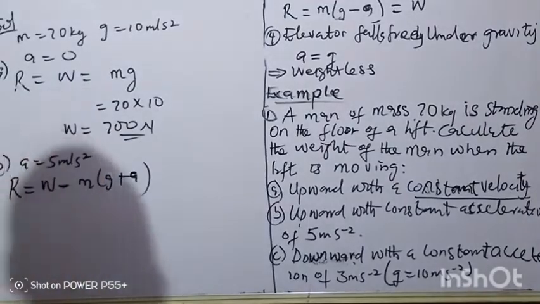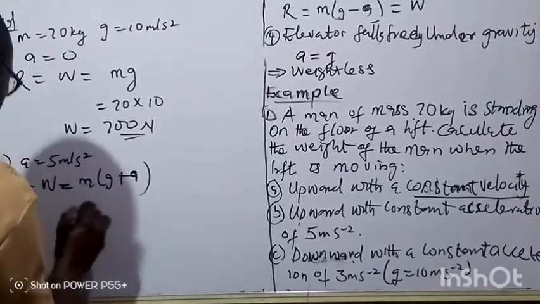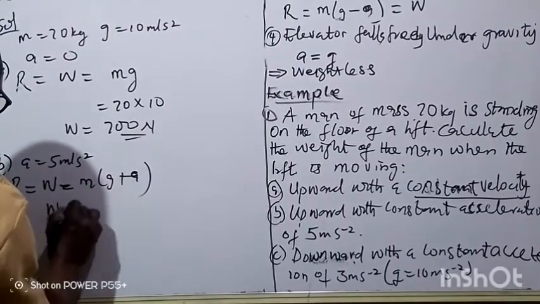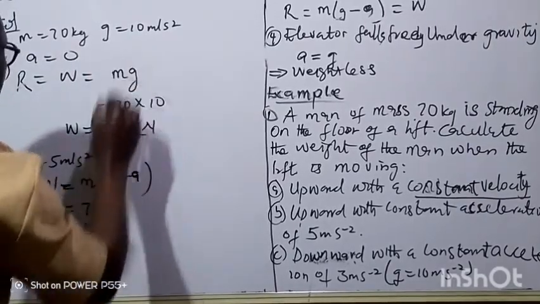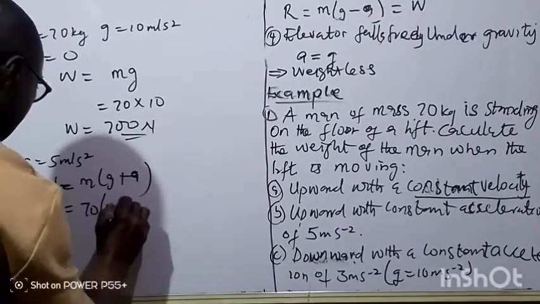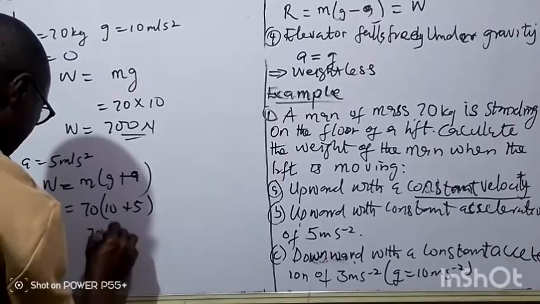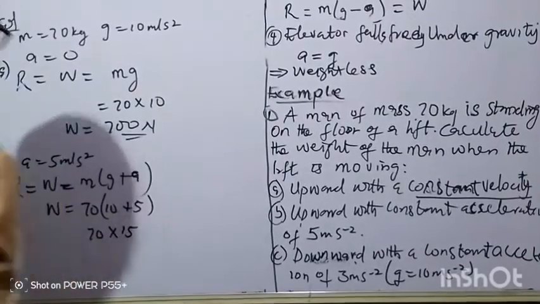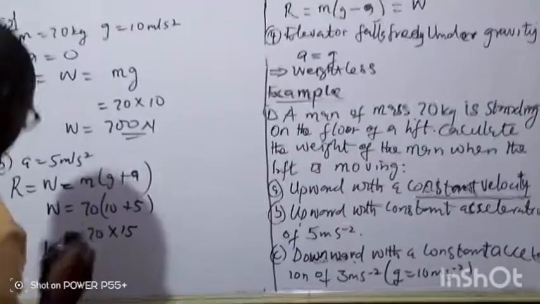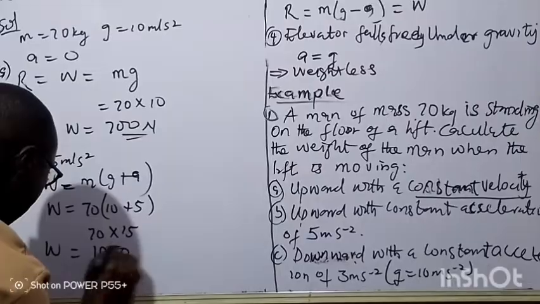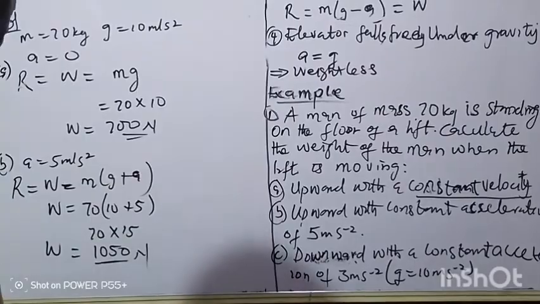So if that is the case, to calculate the weight of the body, W will be equal to the mass, according to what is written on the board, which is 70, g is 10, then a is given as 5. So this will be 70 multiplied by 15, and the weight of the body will be equal to 1050 Newton. That's for question number B.